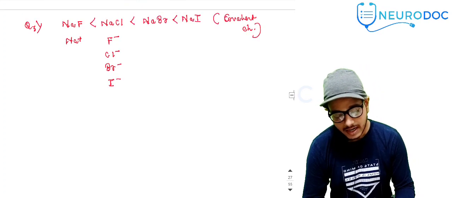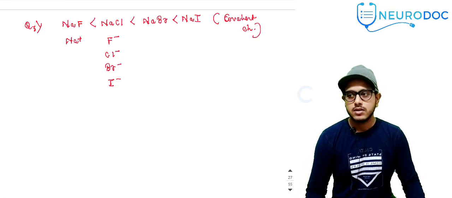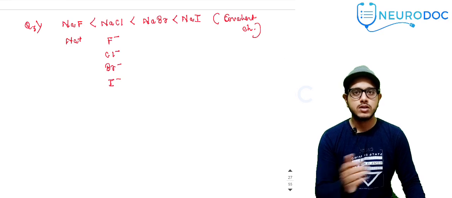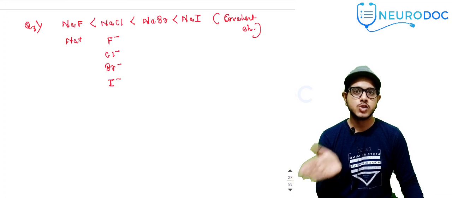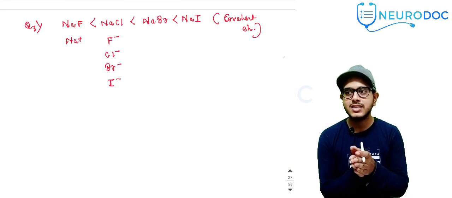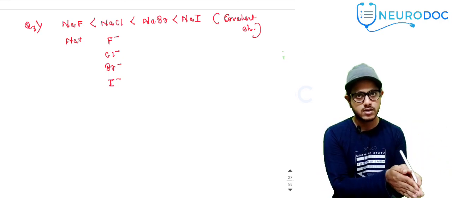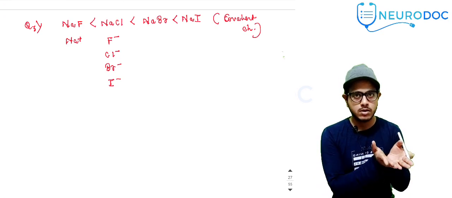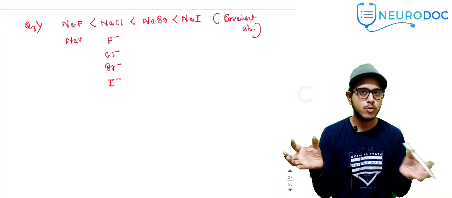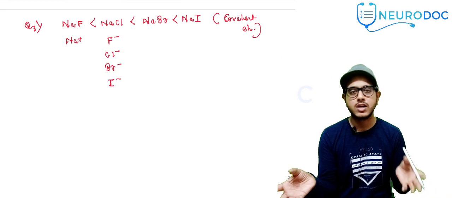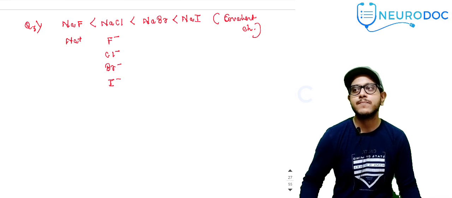Okay. Now remember, more the covalent character, less will be the solubility in water. You know this because in ionic compounds we saw that ionic compounds are soluble in polar solvents, water being a polar solvent. The covalent compounds are not soluble in water because covalent compounds are non-polar. Water is a polar solvent. So covalent compounds are not soluble in water. So more the covalent character, less will be the solubility in water.